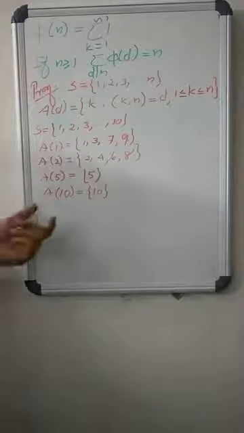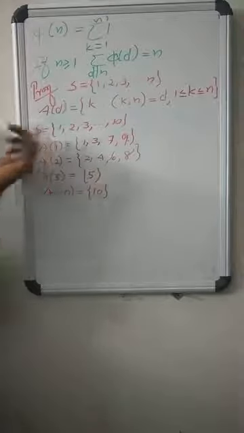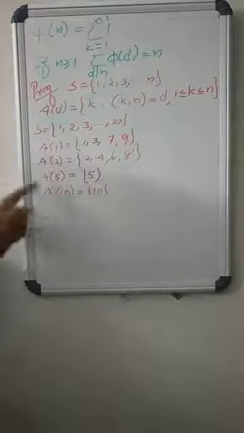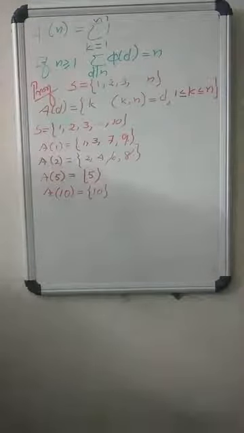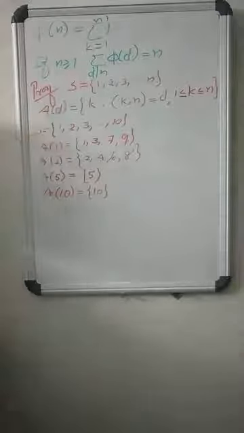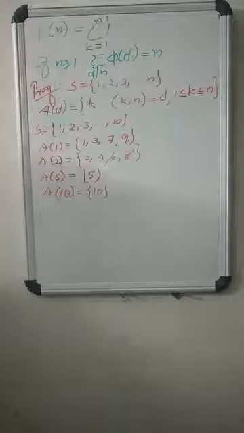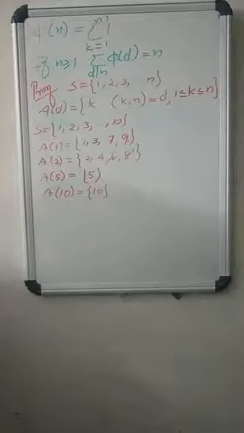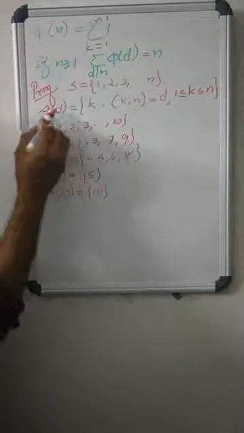So all of these sets are mutually disjoint, and their union is nothing but S. So S can be divided into a number of these sets. Generally, if you consider S equals the set 1, 2, 3, etc. to n, then you can divide that S into disjoint sets such as A of D equals the set of K, with GCD of K and n is D, where K ranges from 1 to n.